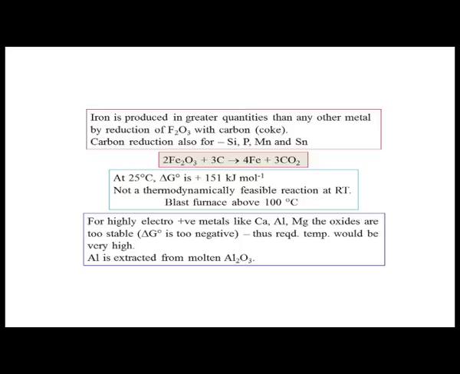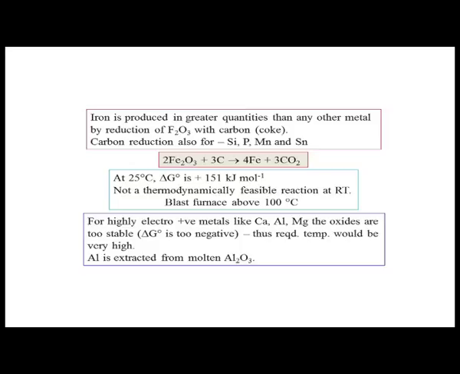So, basically, like iron, for highly electropositive metals like calcium, magnesium, aluminum, the oxides are too stable. In these cases also, the electropositive metals like calcium, magnesium, aluminum have delta G 0 too negative. So, this is negative and also stable, and the required temperature would also be very high. So, we get different conditions for a particular reaction of degradation from its corresponding oxides, or a reaction using carbon.